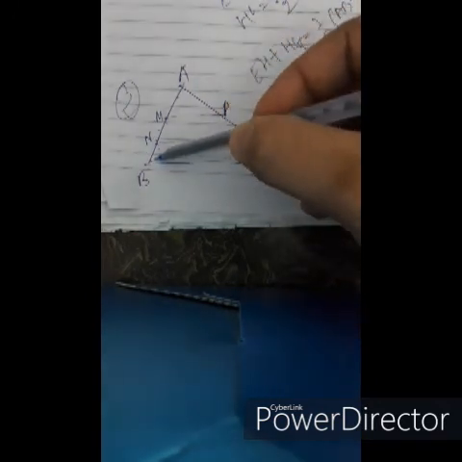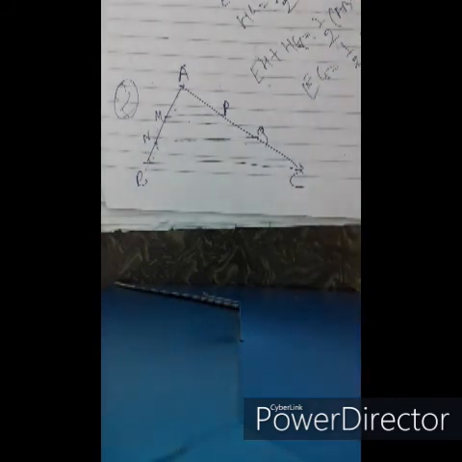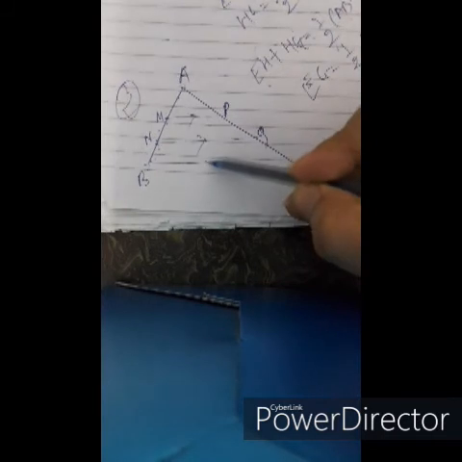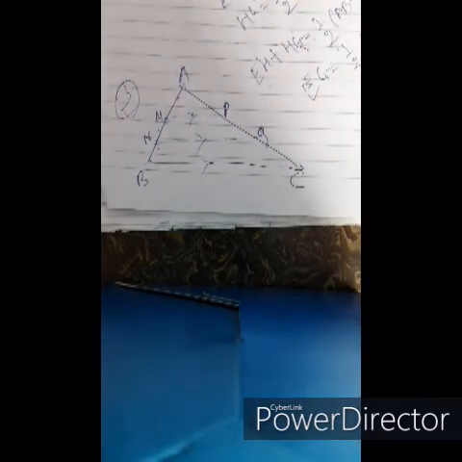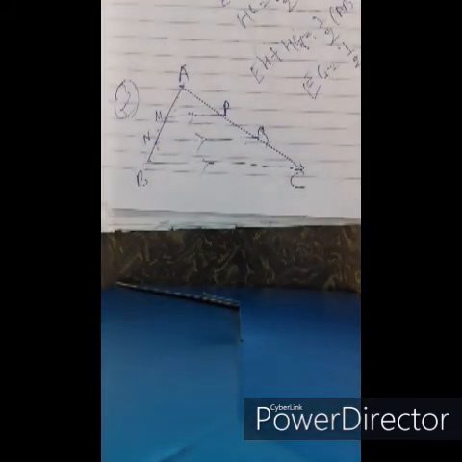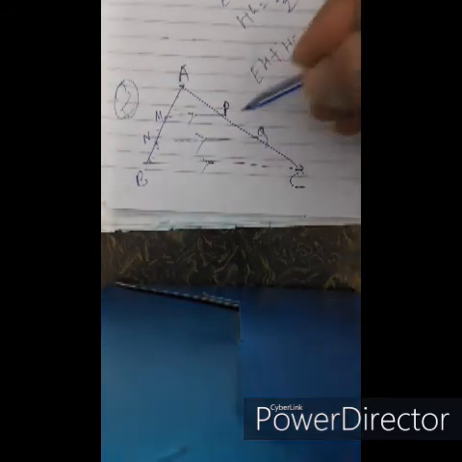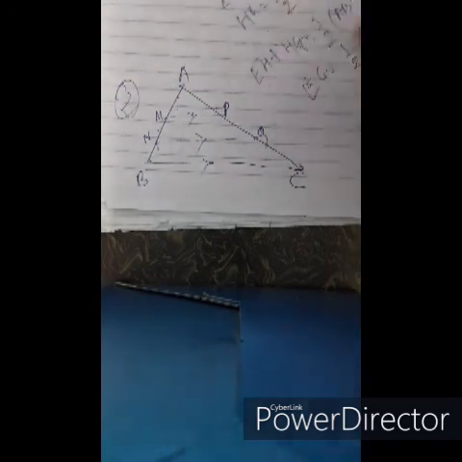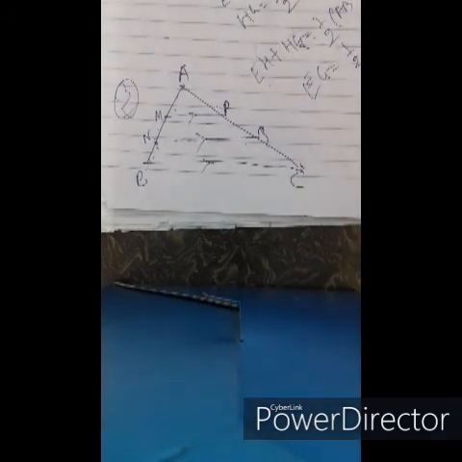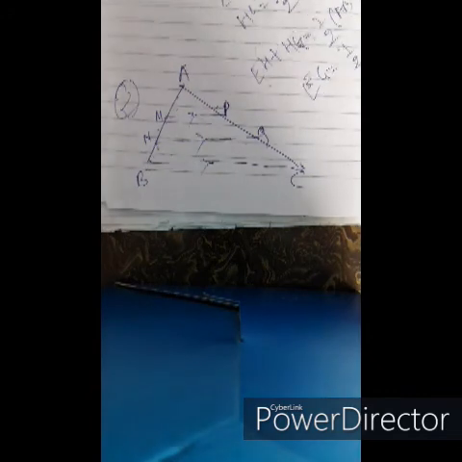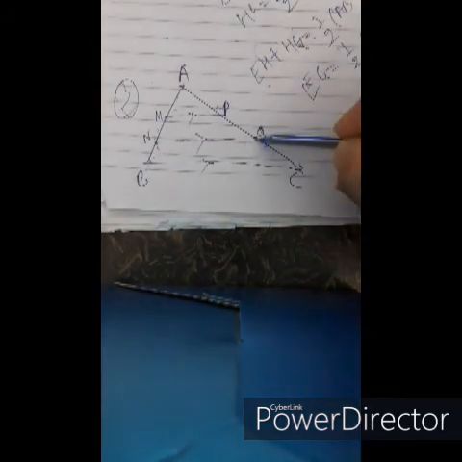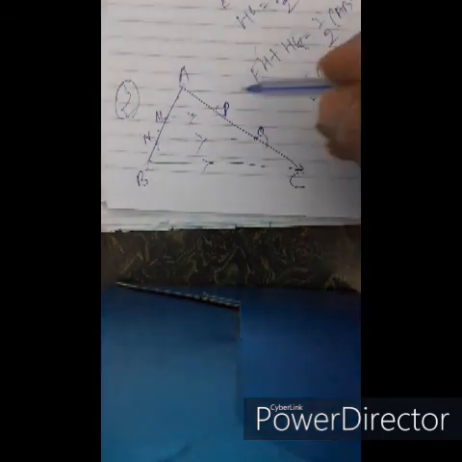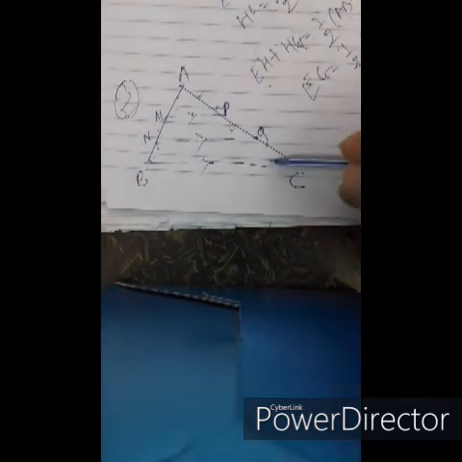Line segments MP and NQ are both parallel to BC. MP is parallel to NQ is parallel to BC. It is given. They meet AC in P and Q respectively. We have to prove that P and Q divide AC into 3 equal parts. That is, we have to prove that AP equals PQ equals QC.